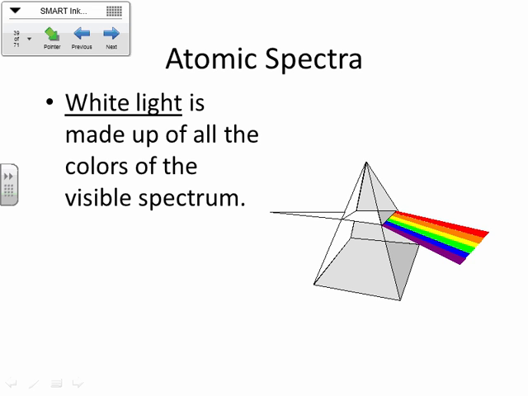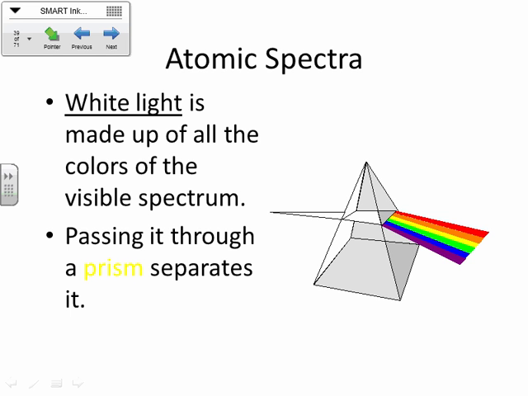If you pass them through a prism, like the picture here, that splits the light into its different wavelengths so you can actually see each of the individual colors, but they're all there. That says prism. Passing through a prism separates them.